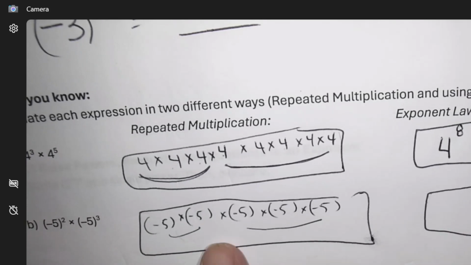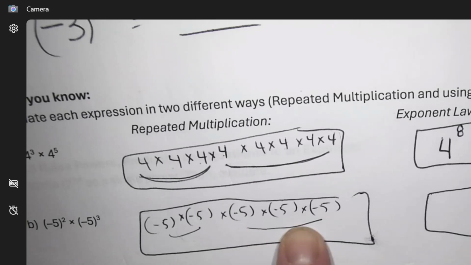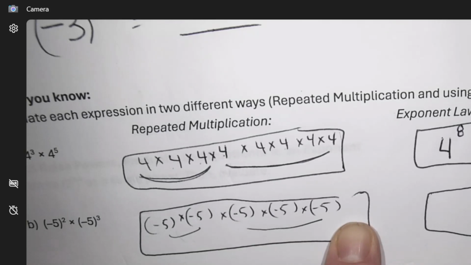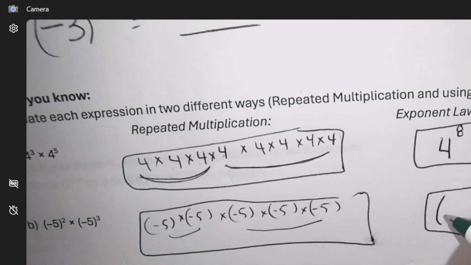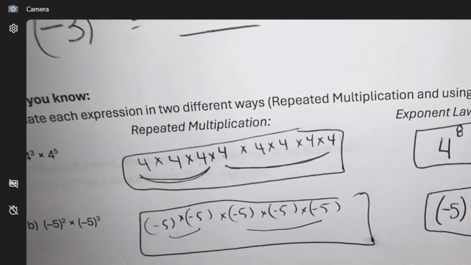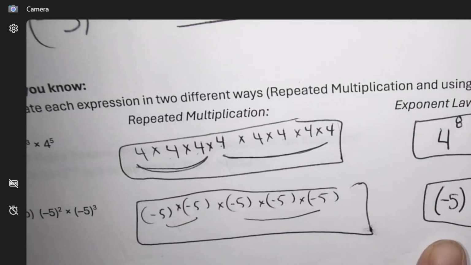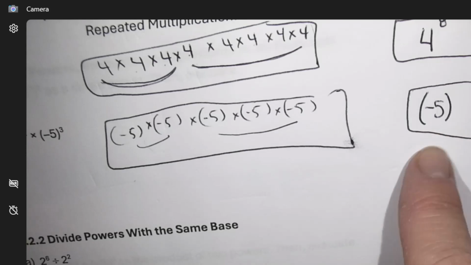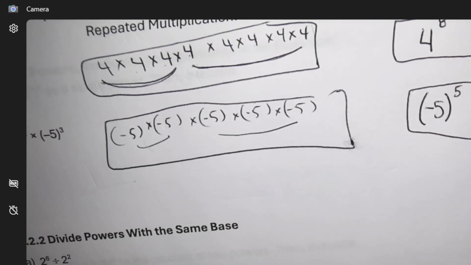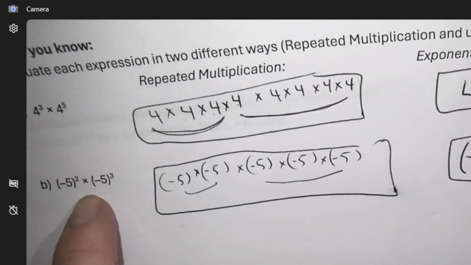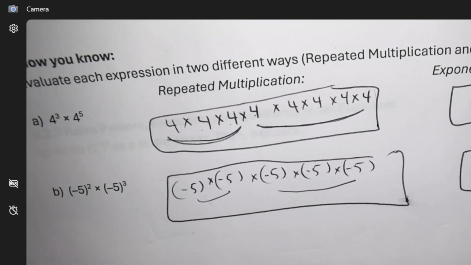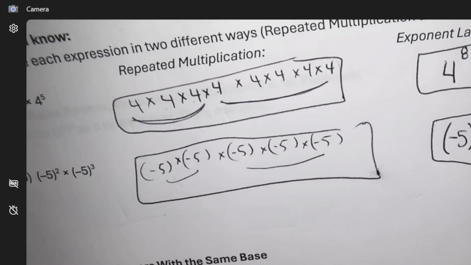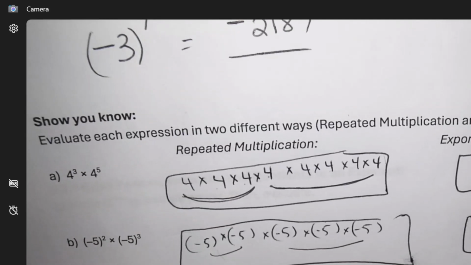Okay, the next one you should have expanded like so. Oh, I forgot to do that one. Whoops. Then at the very end, in the exponent law, the base is -5, so I put a bracket on that. And I ended up repeating it 5 times because there was 2 and 3 more I added. This should be a negative value.